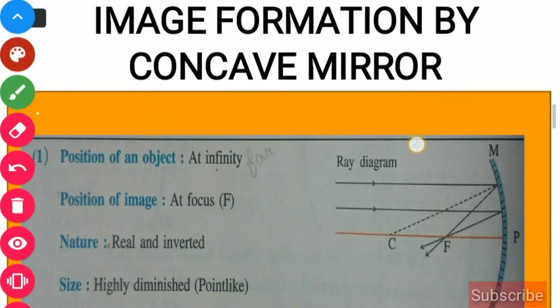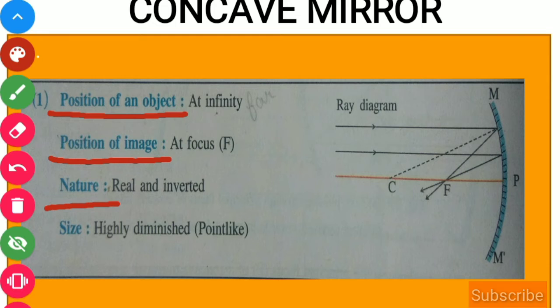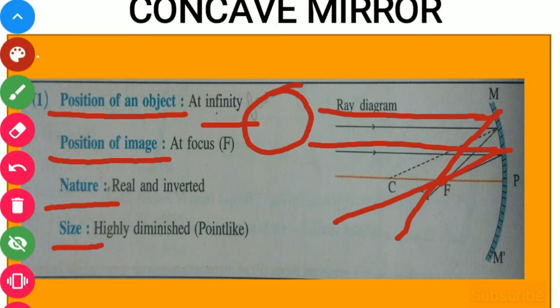So here is our first case. As shown here, you can see position of an image, position of object, and nature and size. The position of the object is at infinity. It is at infinite distance, and as you can see, these parallel rays indicate that the object is at infinite distance. They come towards the reflecting surface and get reflected to a point, which is known as principal focus. Hence, if the object is at infinite distance, the image formation will be at F, the principal focus.